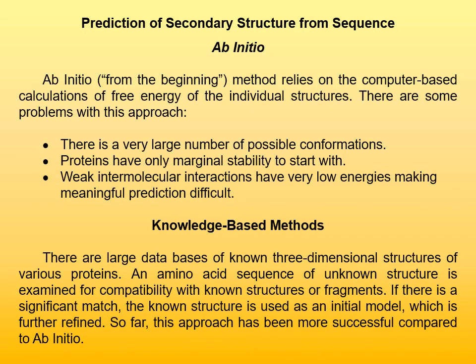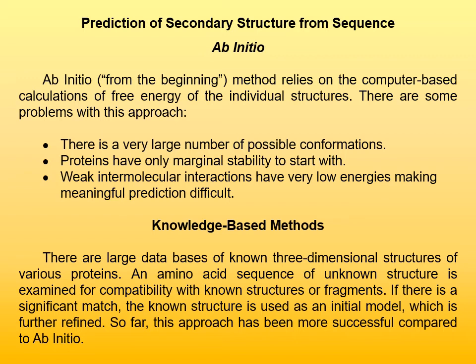And then, of course, we have cross-linking like disulfide bonds. There are 2 approaches to predict 3-dimensional structure from sequence. The first approach is ab initio, which means from the beginning, and it relies on computer-based calculations of free energy of individual structures.